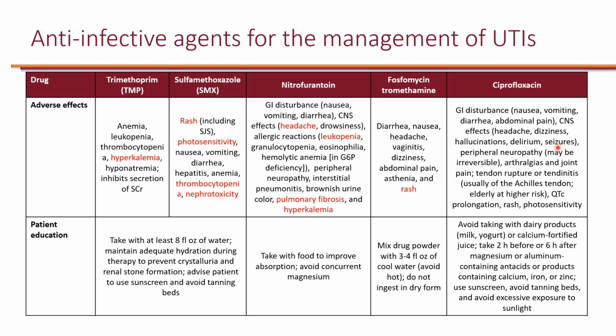So NSAIDs can increase the risk of having seizures with fluoroquinolones. There's also been reports of peripheral neuropathy that may be irreversible, as well as arthralgia and joint pain, tendon rupture or tendinitis, and these basically occur mostly in elderly patients over the age of 60. They are at high risk.